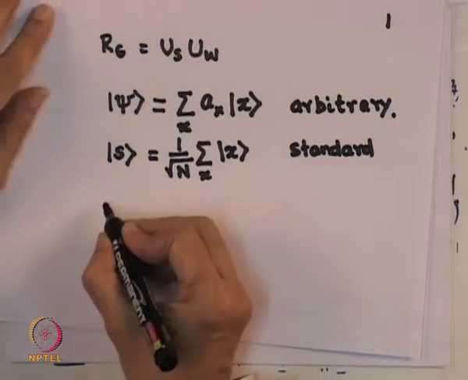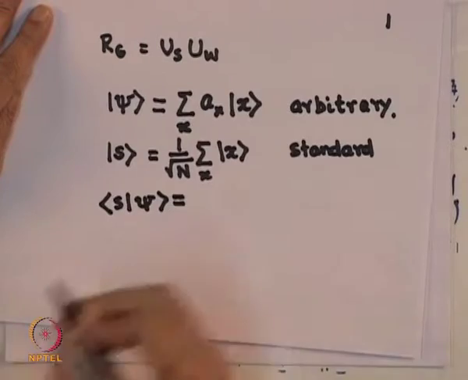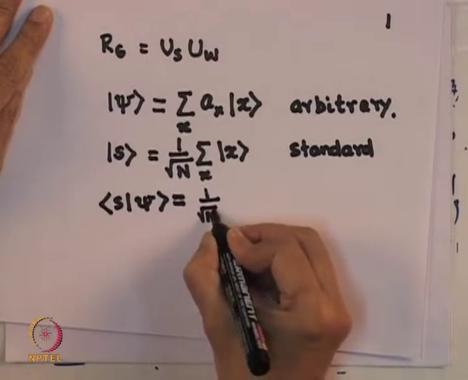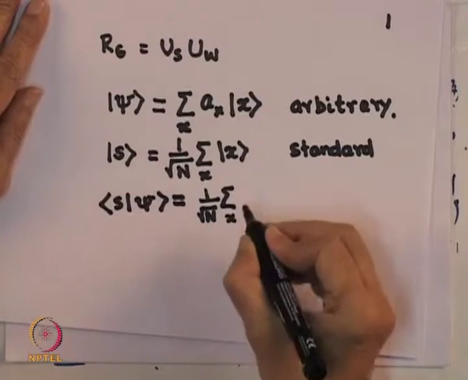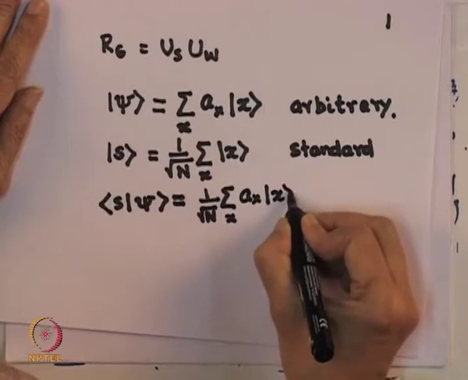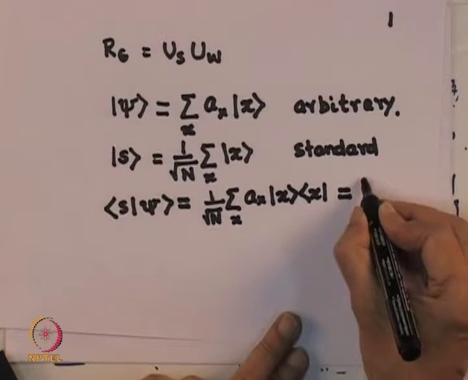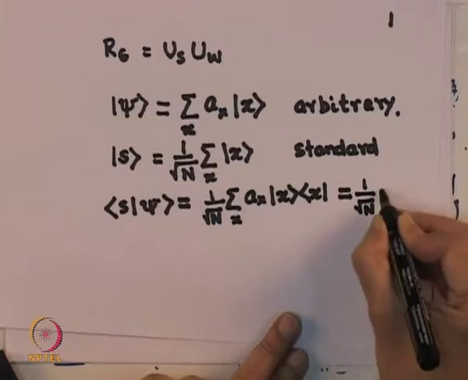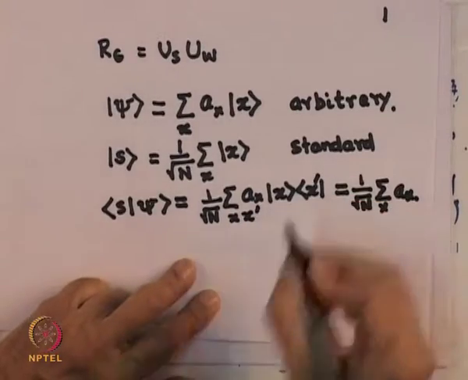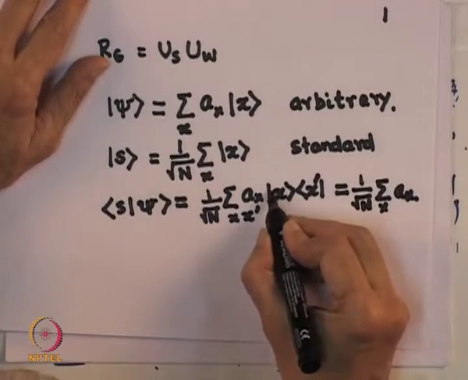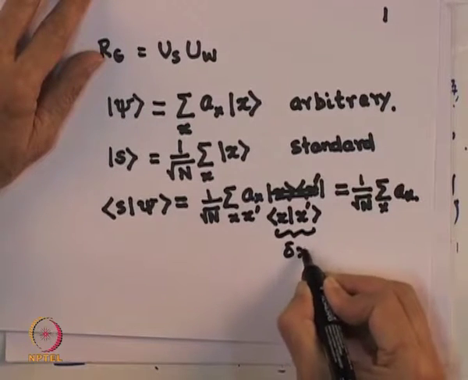So supposing I take the scalar product of S with psi, then this is 1 over square root of n by normalization, times the sum over x, Ax and the scalar product of x with x prime. Actually I should have written it with x prime, so that this is just the scalar product of x with x prime, which is delta x x prime, and this is what I get.